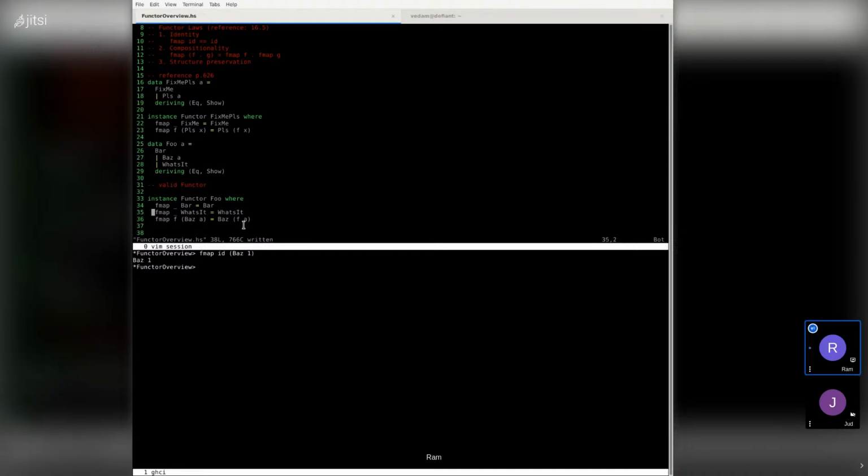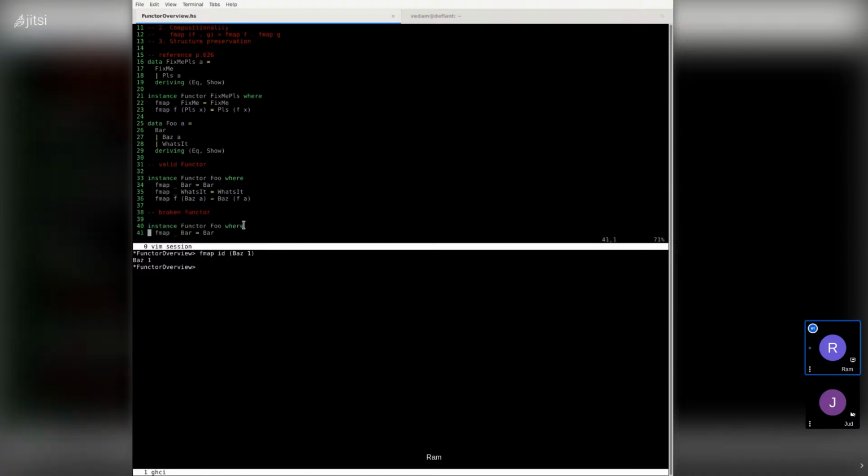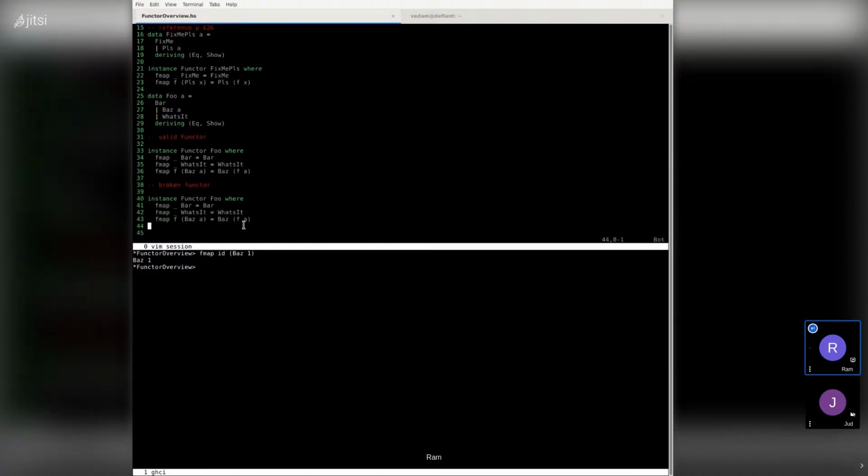But let's say we take these same 5 lines, and we create a broken version of this. What do I mean by broken? Again, it has to not validate. A broken functor is one that looks correct, but does not. It violates one of the 3 laws that we just presented here.